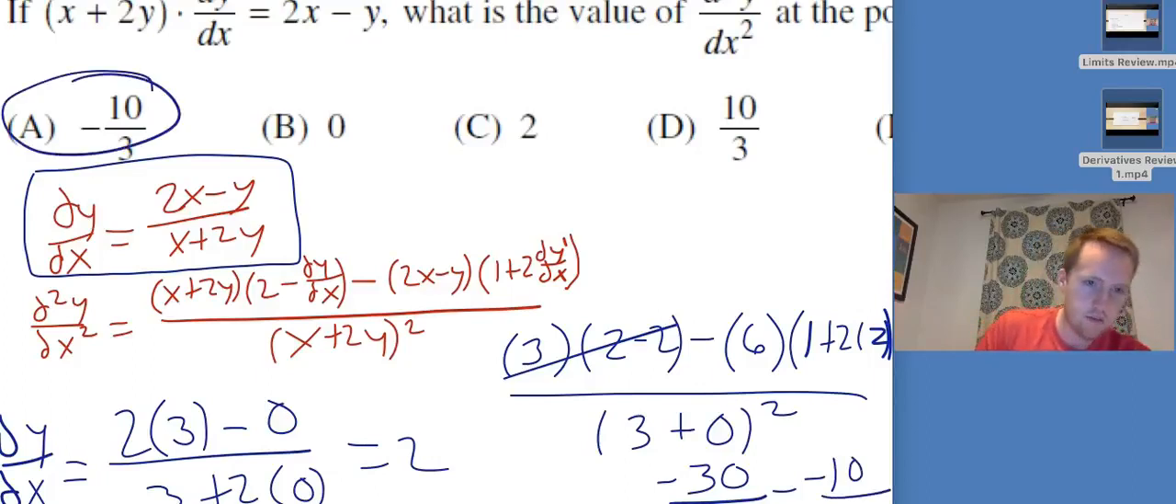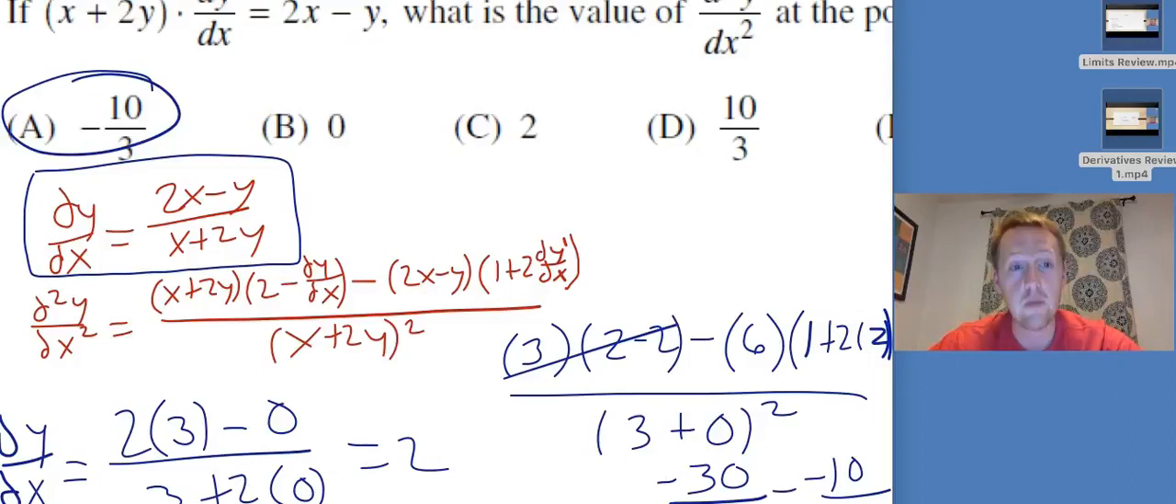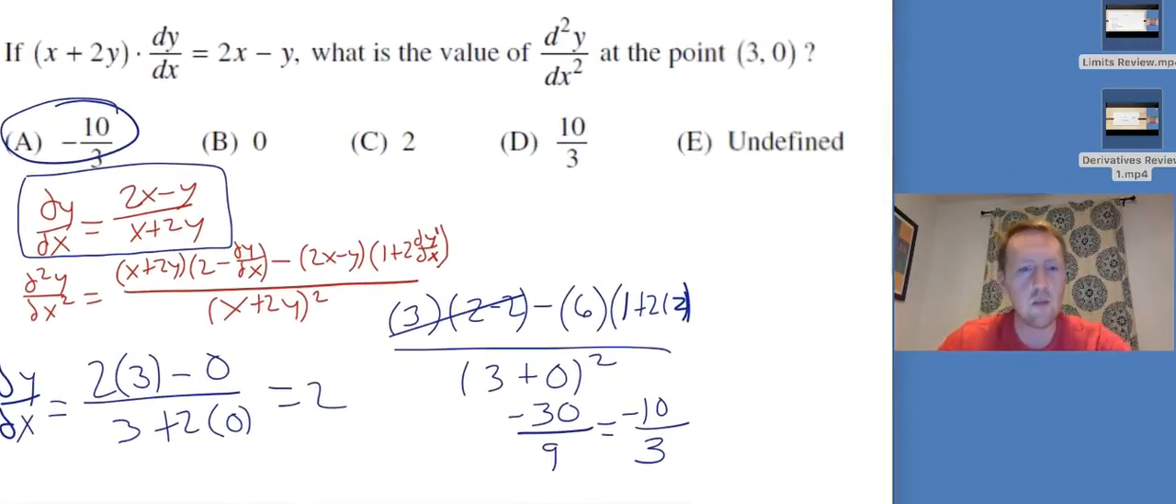So A. It's a little bit of a nightmare to do that problem. These implicit differentiation problems are a little bit of a mess, but the big thing is just remember, when you differentiate something that's not the same variable, you multiply by dy dx or something to that effect.